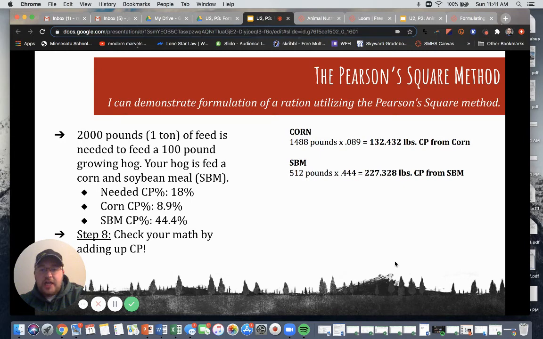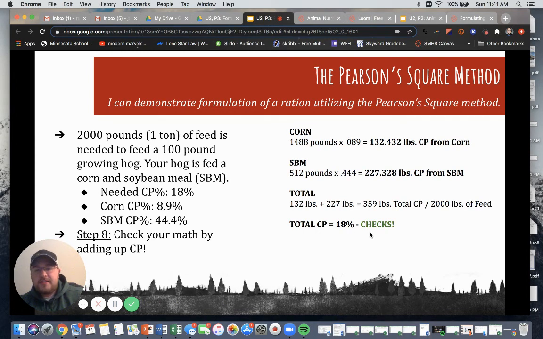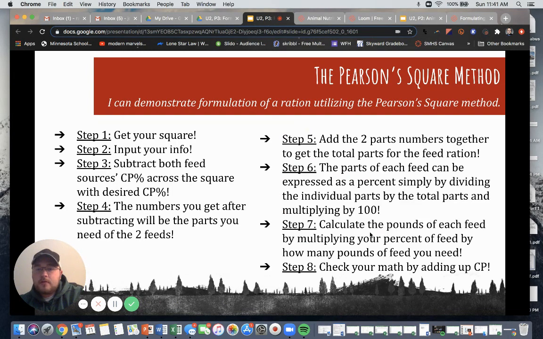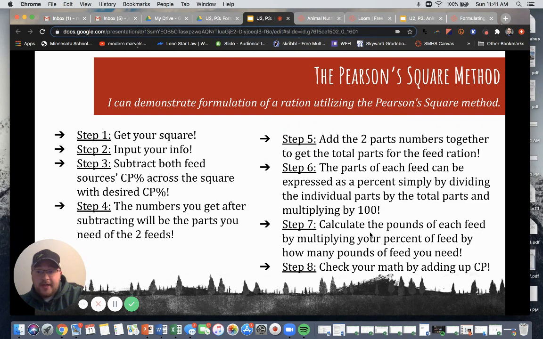Again, step 8, we can check our math. Our math looks good. Yep, 18% checks. So this is an option that you can do. Okay, so again, this slide kind of re-explains the 8 different steps of the Pearson square method. We are going to stop there. We're going to kick off the next video by you guys doing a practice problem on your own.